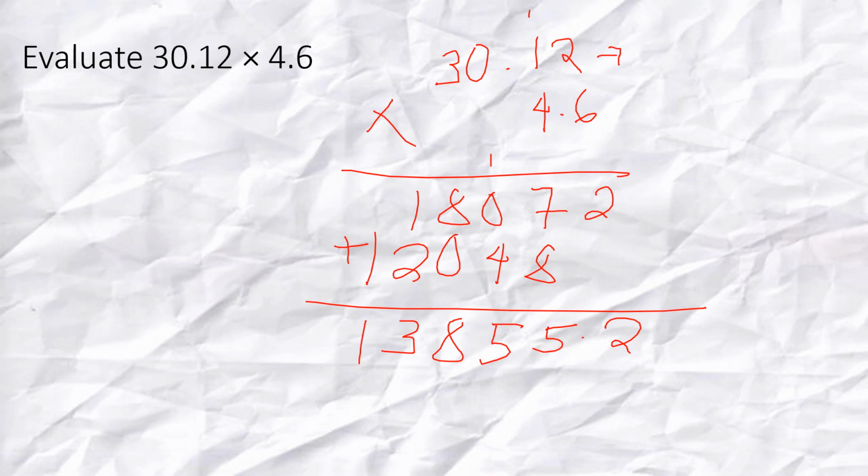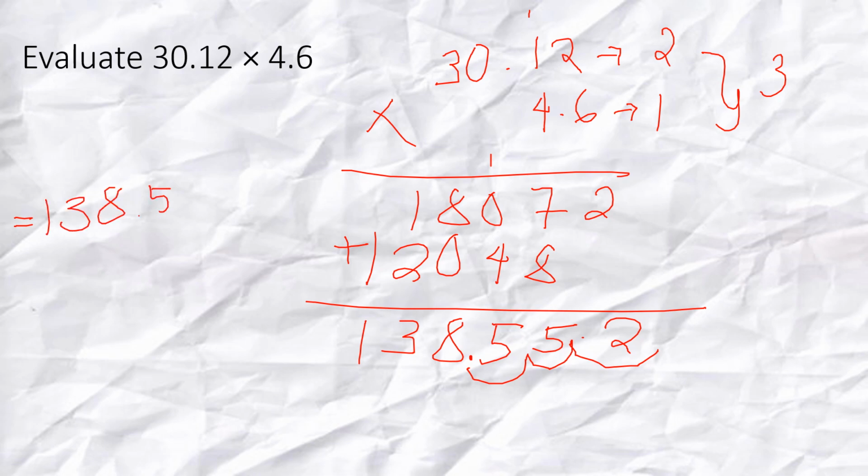There are 2 decimal places here and 1 decimal place here, so 2 plus 1 is 3, so we need to move 3 spaces from right going to the left. So 1, 2, 3. So this is where we will put our decimal point. So the answer here is 138.55.